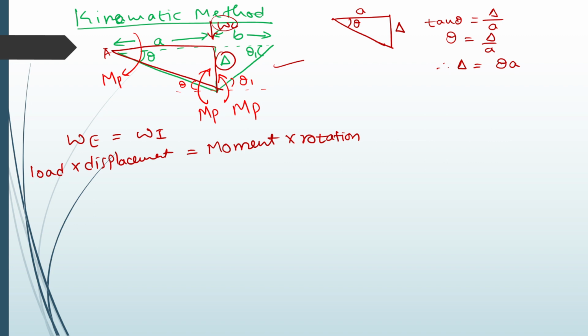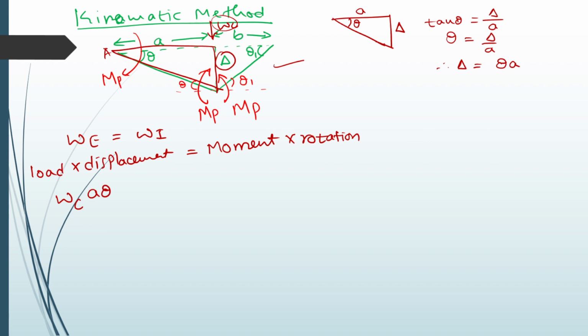So the displacement value is A theta and the load is WC, so WC into A theta. This is our left-hand side, that is the external work done. For the internal work done, it is moment into rotation.